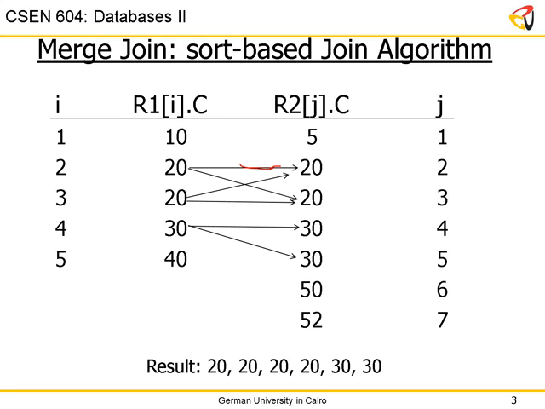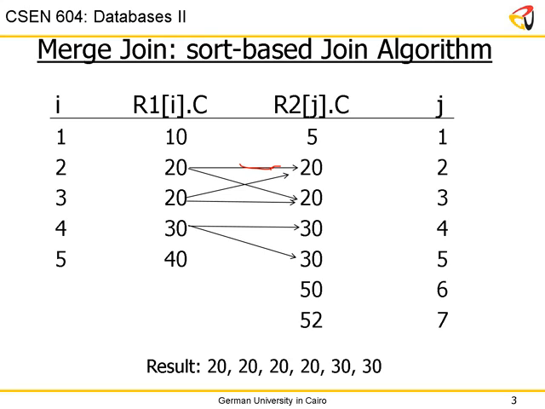Here the tables are R1 and R2, and the column that is common between them is the C column. Now here is how this works. If I have the entries sorted in the two columns, R1 of I.C, as you see the entries are sorted 10, 20, 20, 30, 40, and R2 J.C, the C column in R2, the entries are sorted 5, 20, 20, 30, 30, 50, 52. The idea of merge join is a kind of variation of merge sort, although it's not really sorting, but this is where it gets the name from.